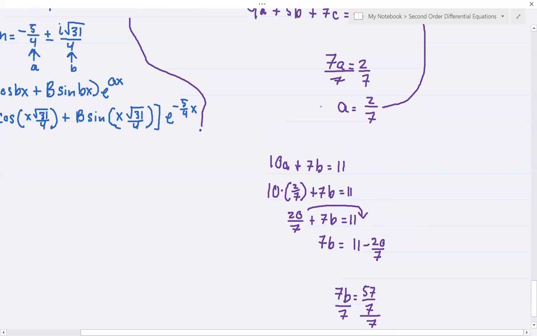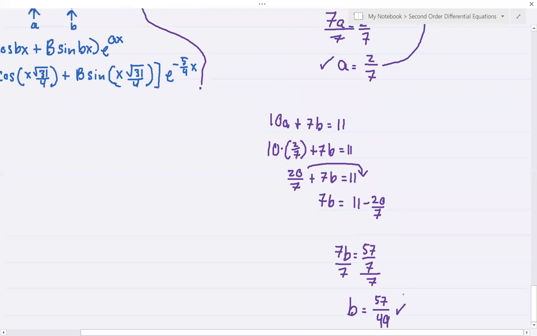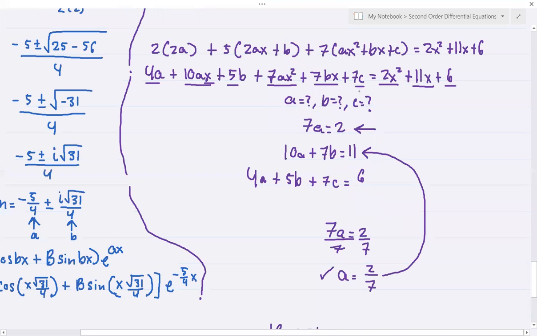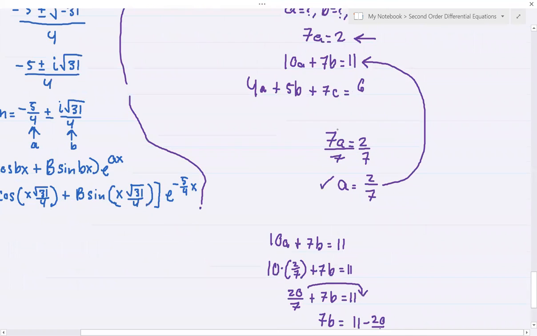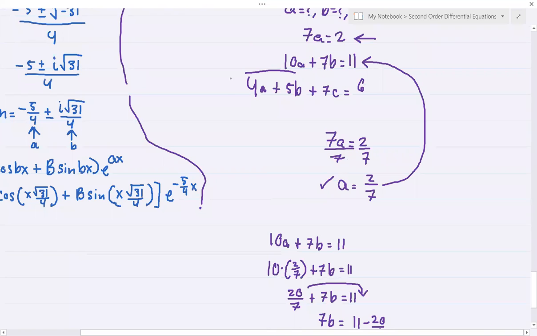Now, seems like we have your a, now we have your b. Let's find now your c value. So we have your a and your b. So we can now substitute everything in the third equation, which is your 4a plus 5b plus 7c is equal to 6. Let me copy that.